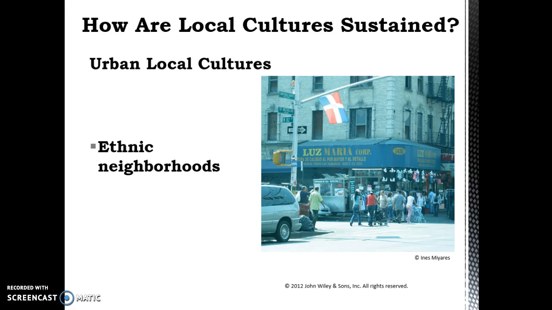We've been talking about kind of more rural areas. Let's talk about urban areas. A great example of local culture is ethnic neighborhoods. And so they try to maintain their own identity, obviously, through some of the basics, like things like signage, or to get declared as historical, or things like that.